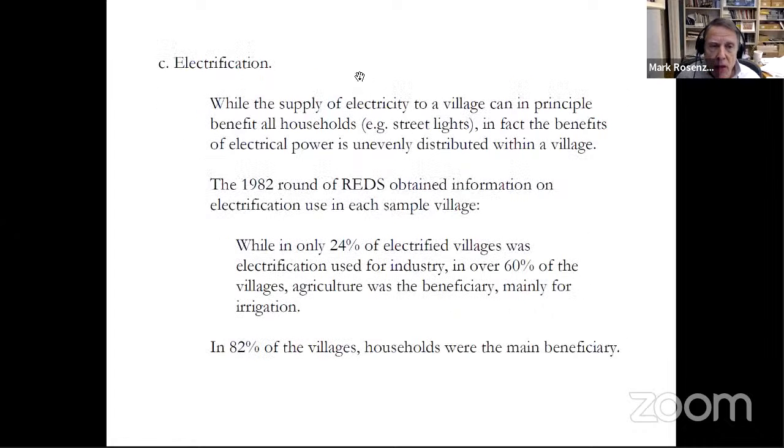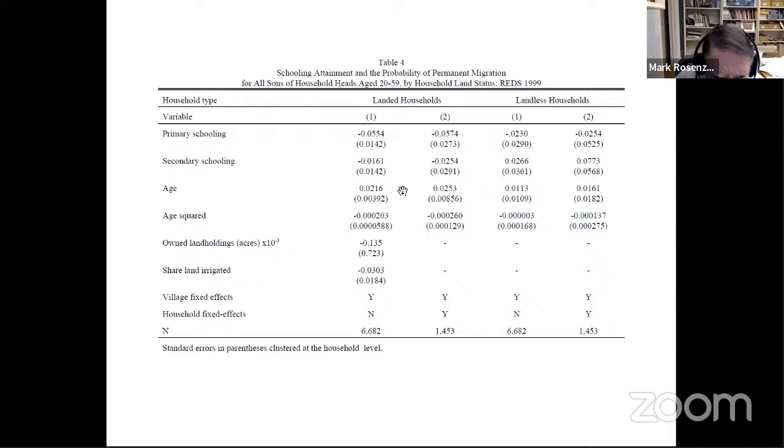Could I ask a question in the chat box, which is asking why you've clustered your standard errors at the household level and not at the village level. We actually can do it. Is that what we say we did? Yeah, because we have multiple members of the household. So that's certainly one valid cluster.